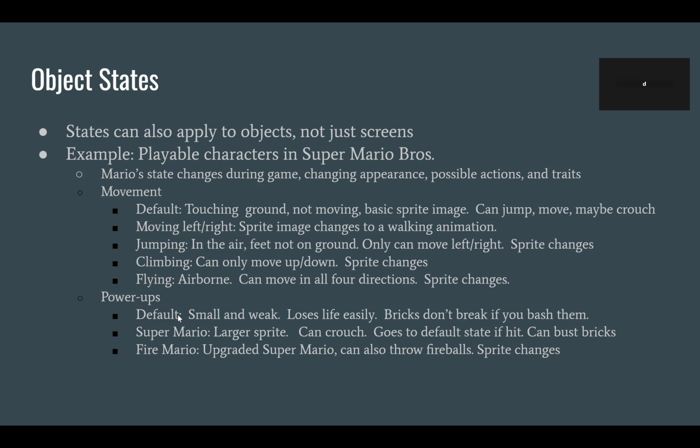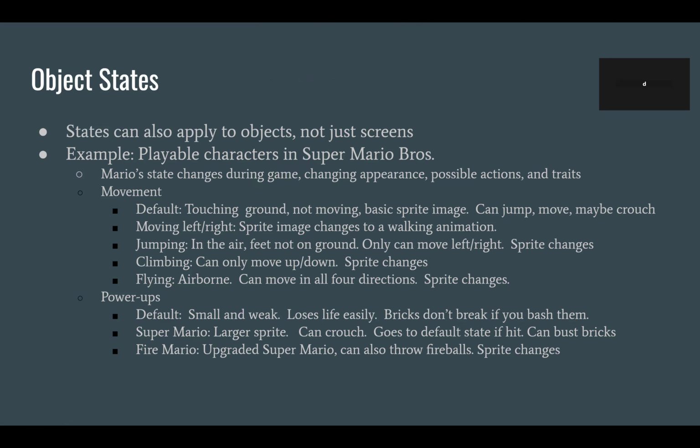If he's default, doesn't have any power-ups at all, he's pretty small and weak. He also loses life pretty easily, right? One touch from an enemy, and that's minus one life. And also in most games, if he's in that small default state and he jumps and hits a breakable brick with his head, the bricks don't break, right? But when he eats a power mushroom, he changes to a different state. He changes to Super Mario. Now he's larger. Now he can crouch down. Now if he gets hit, he goes back to a default state.